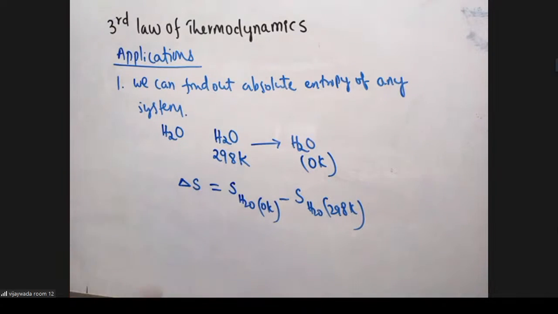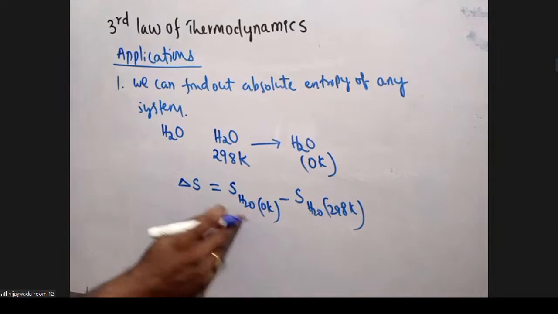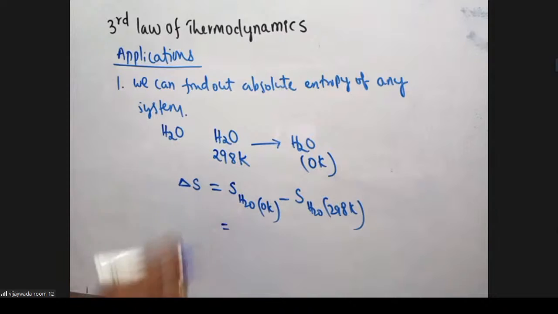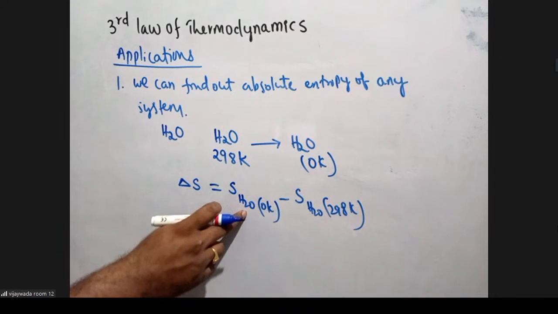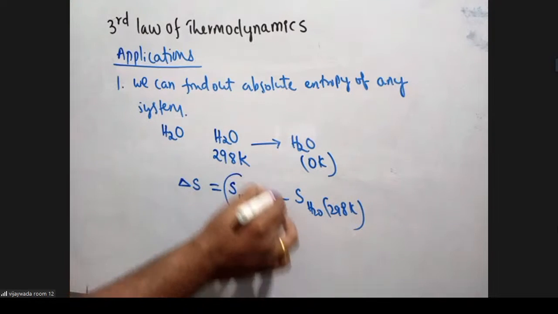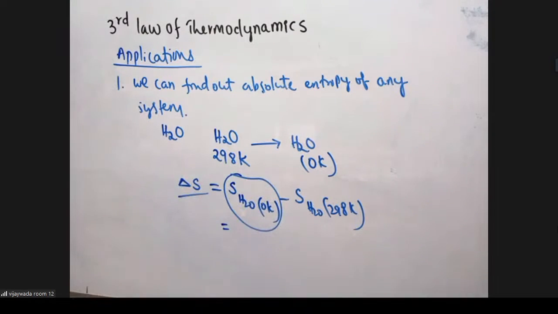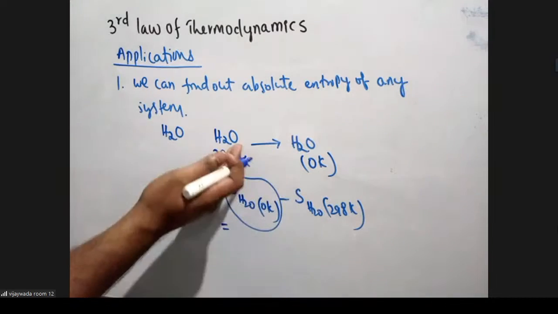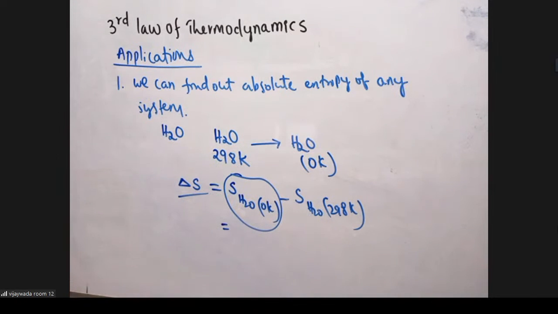The change we can observe with the help of delta Q by T. Those are the equations. And the entropy is already 0 because the entropy of any perfectly crystalline solid at 0 Kelvin is 0. If it is 0, the remaining delta S that we observed is definitely equal to the entropy of this system. Are you getting or not?